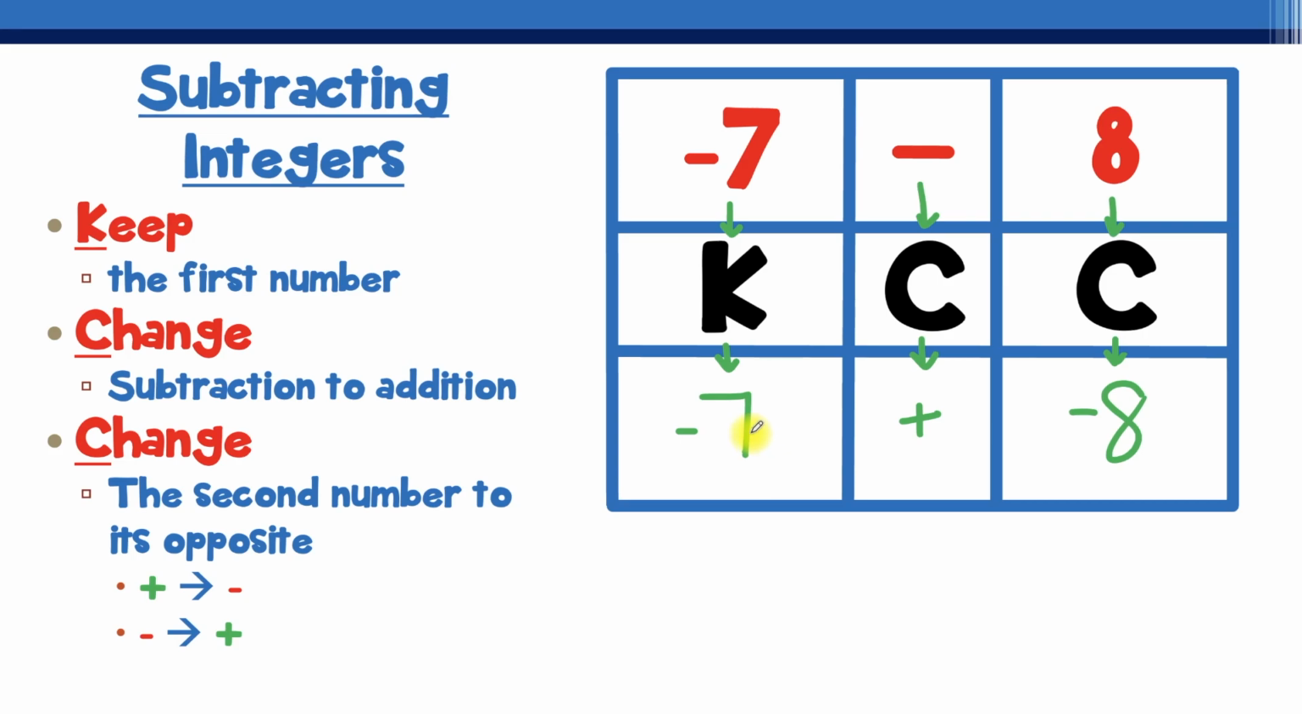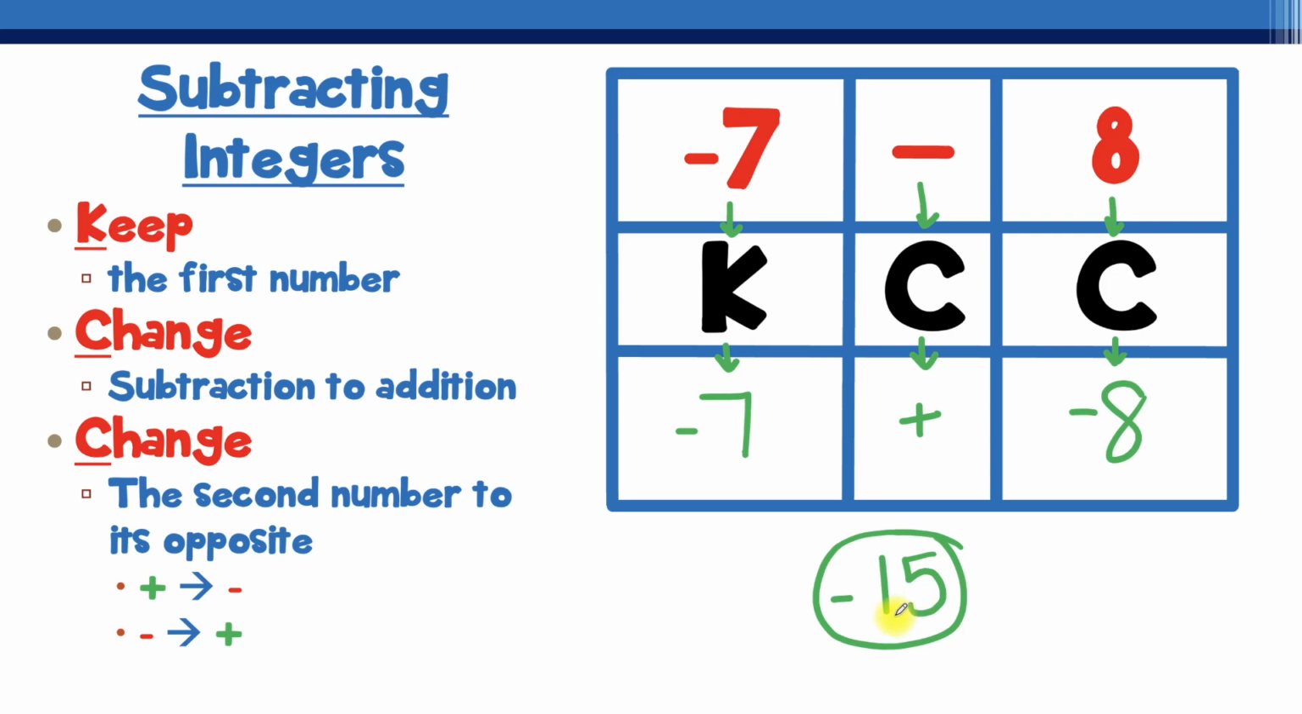Now these values are a little bit more challenging. Let's think about it in terms of money. And negative represents something that you owe. So let's say you owe somebody $7. And now you owe them another $8. So if you owe them 7 and you owe them 8, you have to combine what it is you owe. So in total, you would owe $15. So our answer is negative 15. And we could say negative 7 minus 8 equals negative 15.